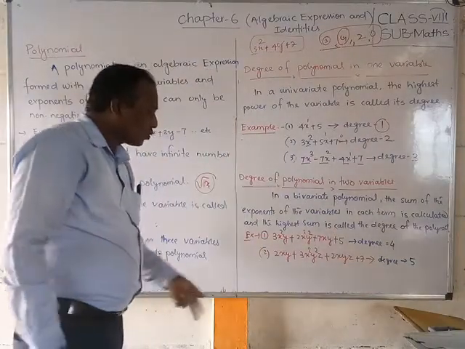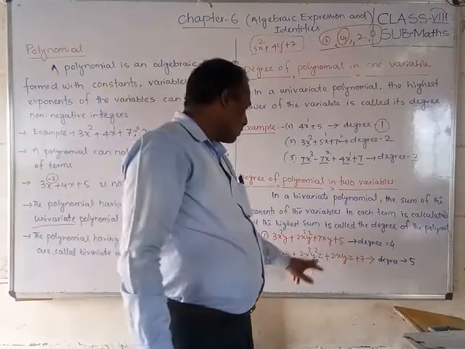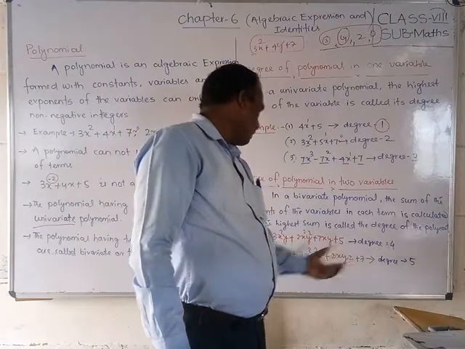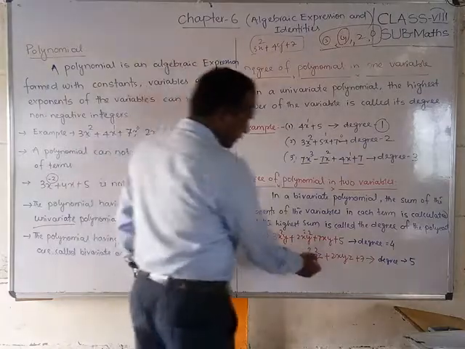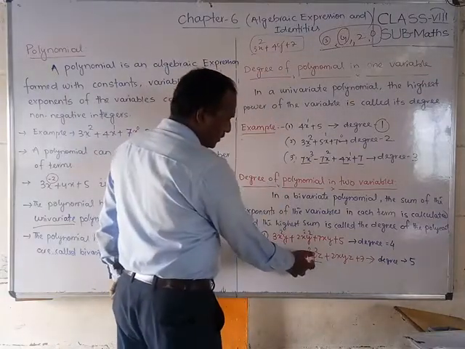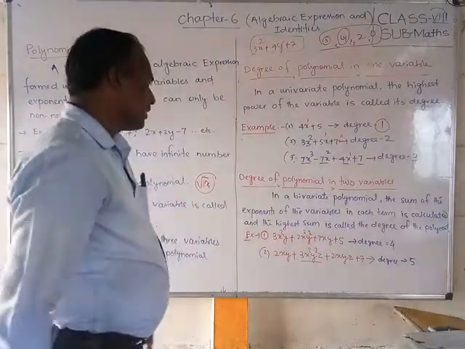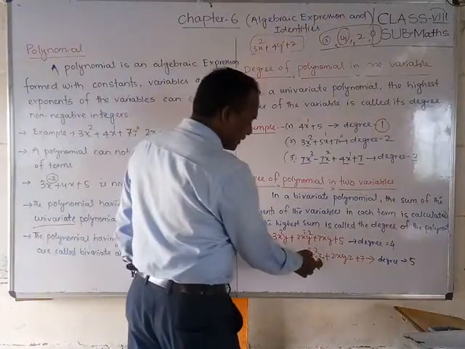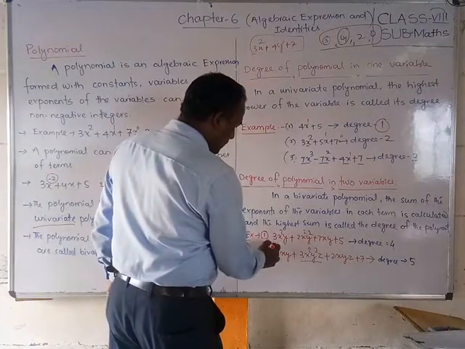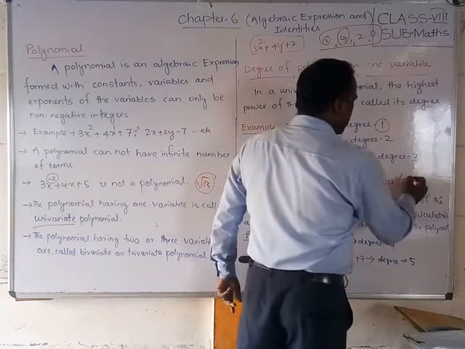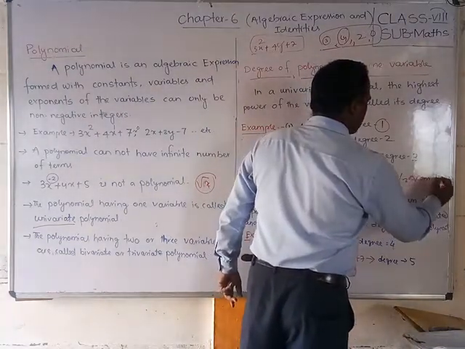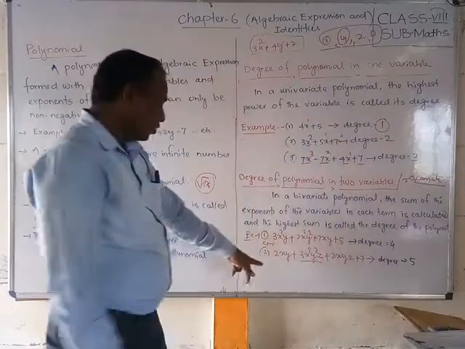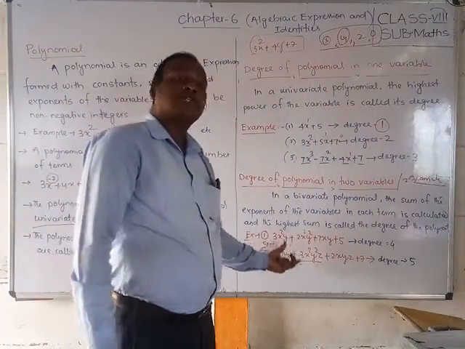Observe example 2 also, students. 2xy plus 3x square yz plus 2xyz plus 7. It also contains 3 variables here. You can say this is, for example, 2 variate or 3 variate. So what is the degree of this polynomial?